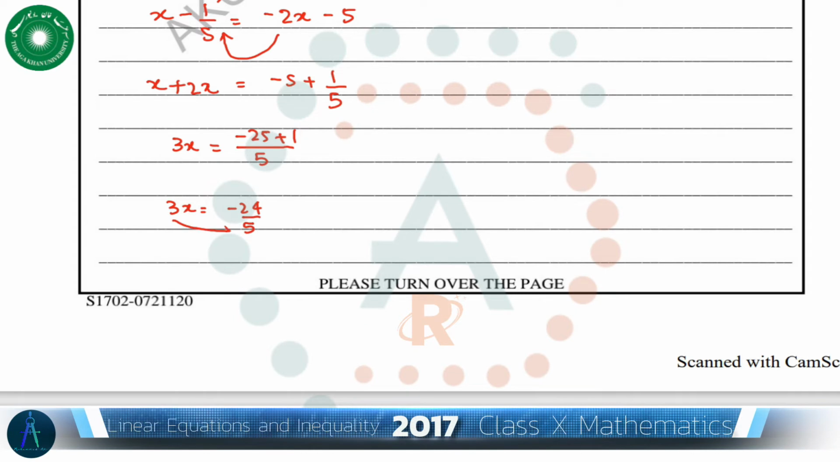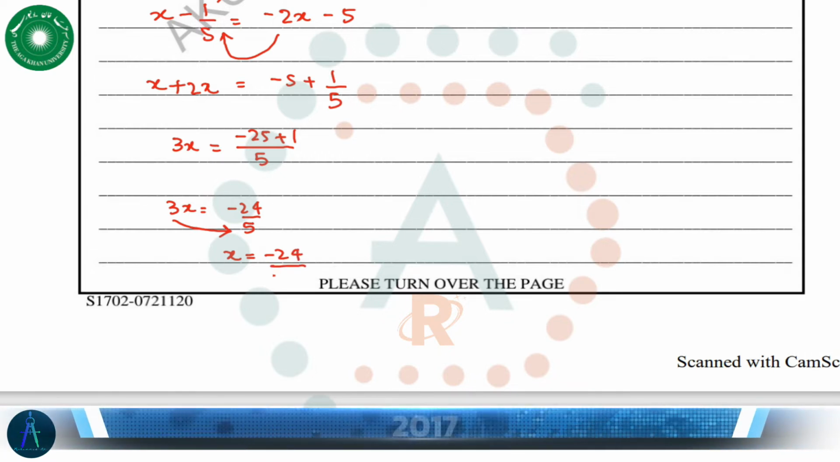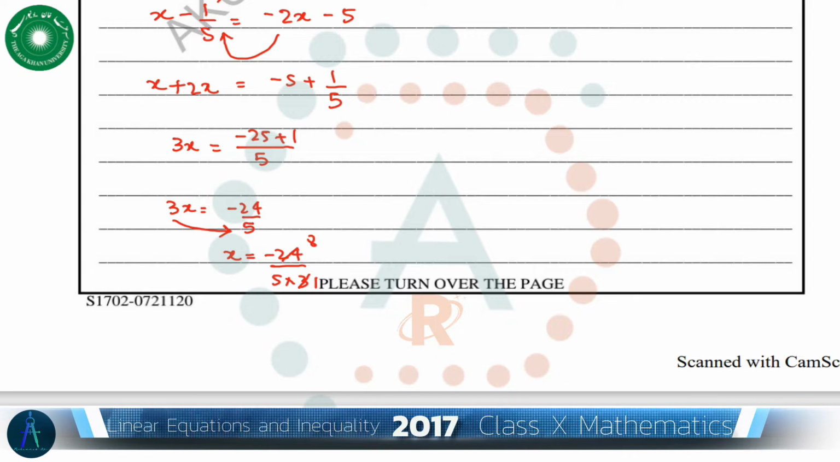3 will be divided on the other side, so x will be equals to minus 24 divided by 5 into 3. So 3 8s are 24, so x is equal to minus 8 over 5. So this is the correct answer for this part A.